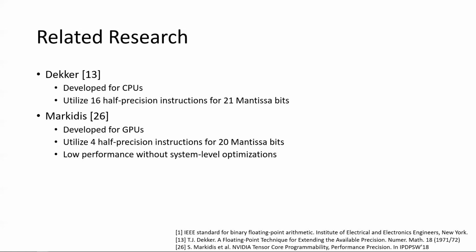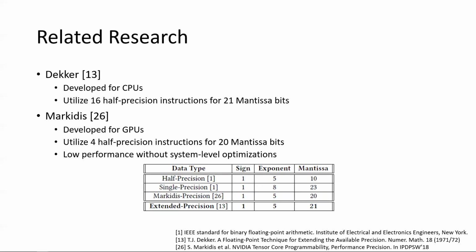Recently, there is a MACDIS method. It is developed for GPUs. It utilizes four half-precision instructions for 20 metadata bits. However, this approach has low performance since it does not have system-level optimizations. It also has one less bit than the Decker's method.